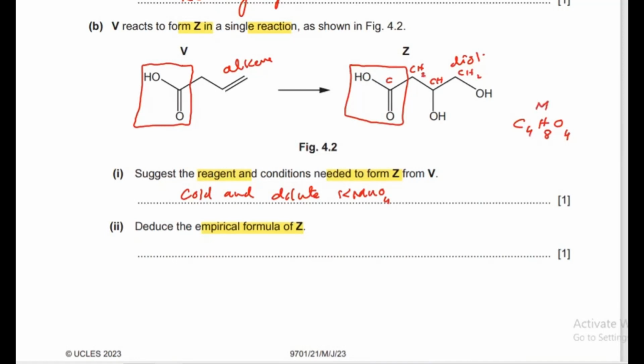This is the molecular formula. This is not the empirical formula. So you can convert the molecular formula into the empirical formula. If you simplify this formula, the ratio 4 : 8 : 4 becomes 1 : 2 : 1. So this will be the empirical formula.